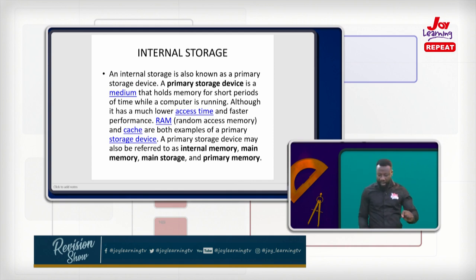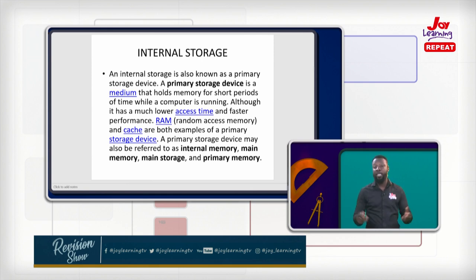A primary storage device is a medium that holds memory for a short period of time while the computer is running. Although it has much lower access time and faster performance, the RAM, which is random access memory, is an example. And we also have what we call the cache.